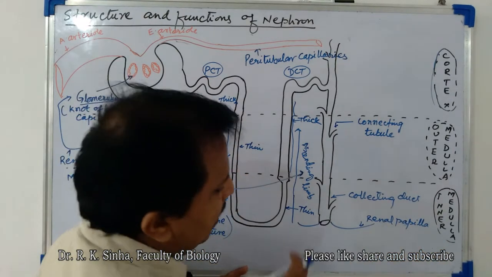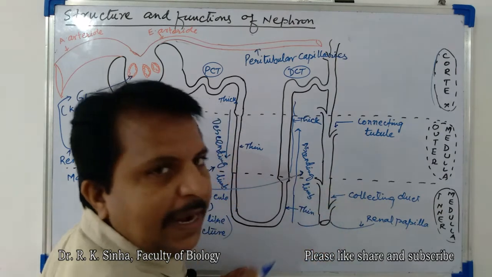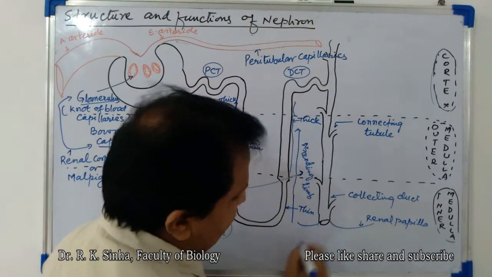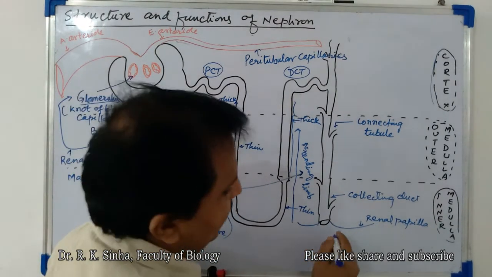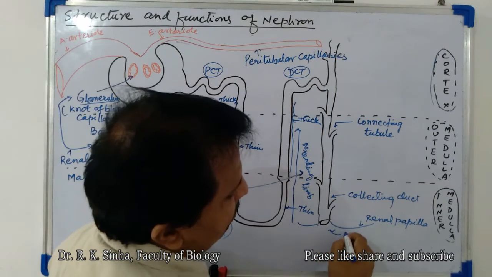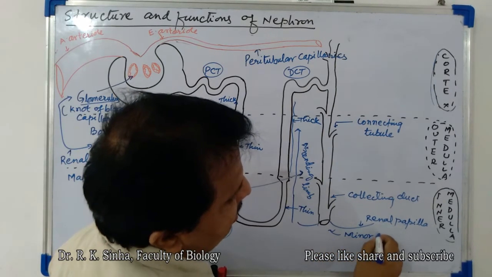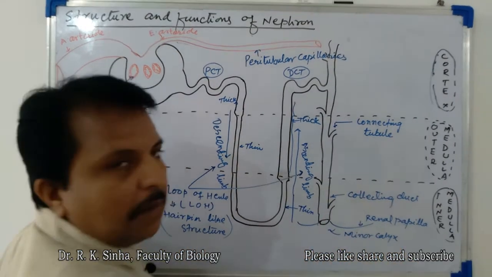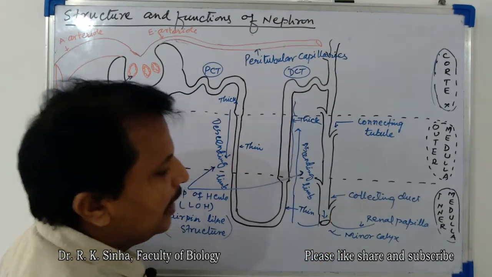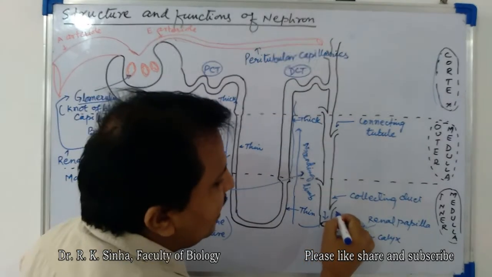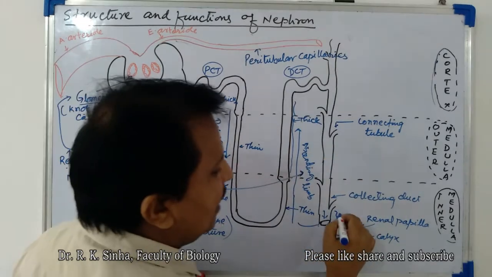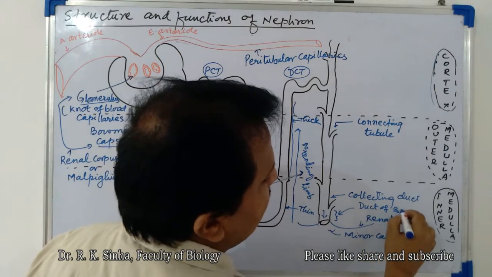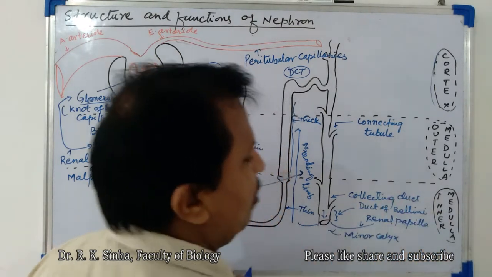Renal papilla means the duct will terminate in the renal papilla region, but open in this section, and that section is the minor calyx. Means the collecting duct will open in the minor calyx. It will open out in the minor calyx. So this region of the entire collecting duct is called the duct of Bellini.